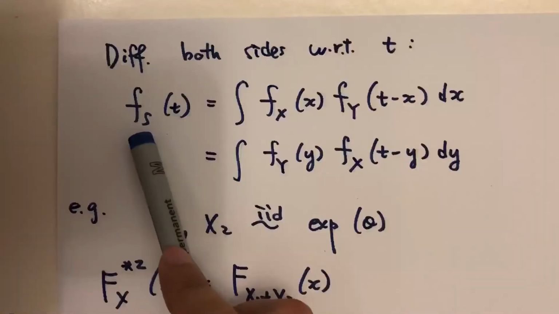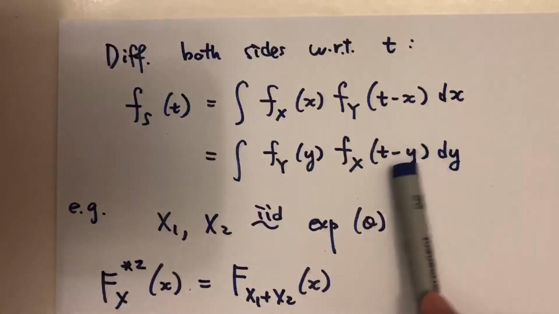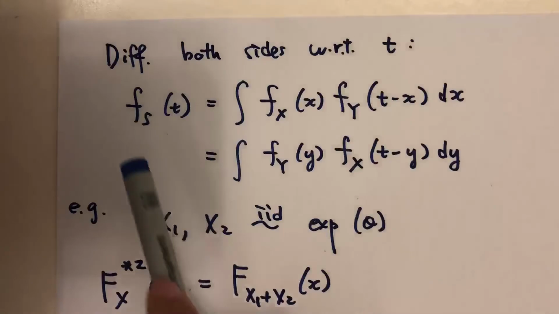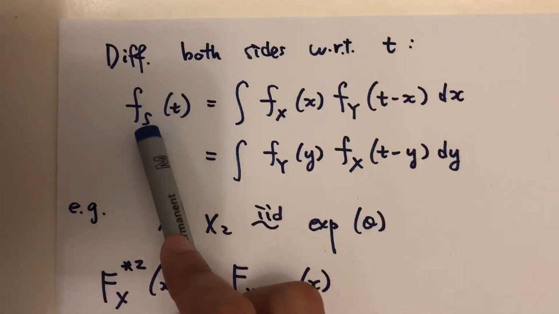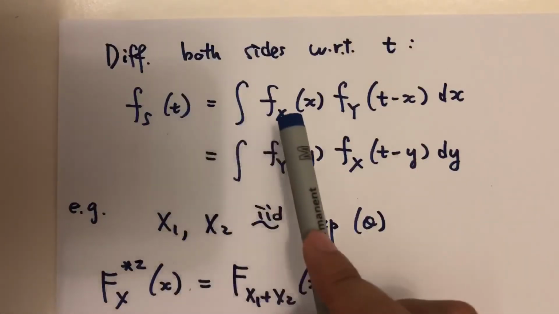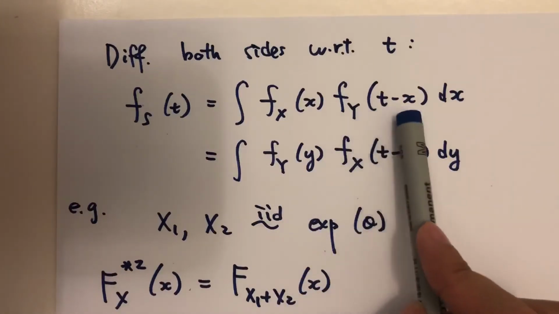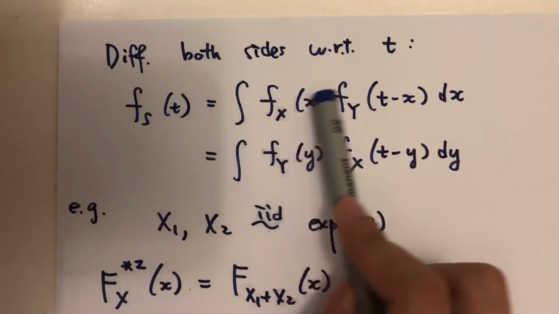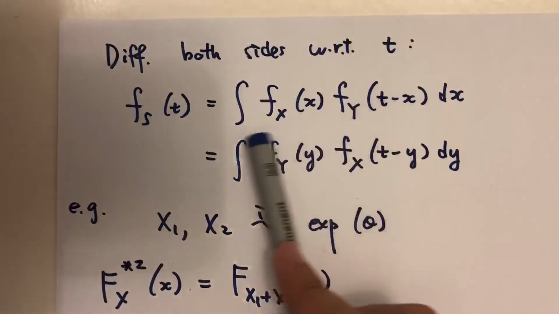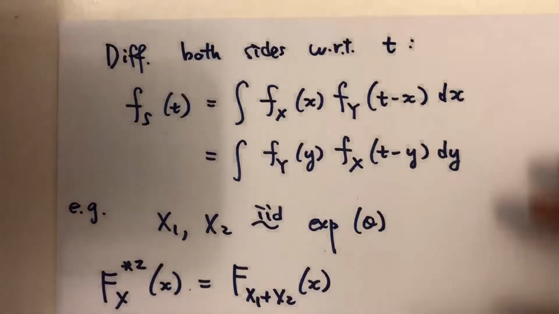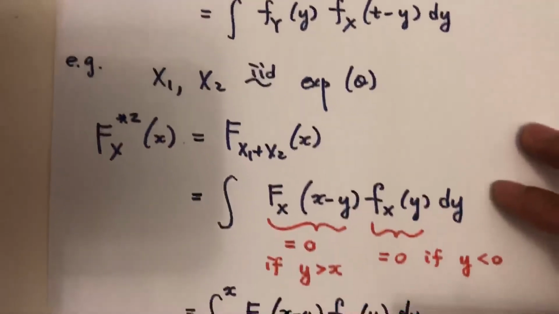Therefore, the density of S can be obtained by either one of these two equations. Again, it is very natural, very easy to interpret. We want to find the chance that S is t. So if X is x, then Y must equal t minus x. And then we sum over all possible values of x, and then we get the chance that S equals t. So now we look at one example. This is about the exponential.